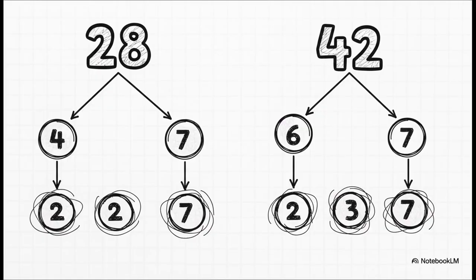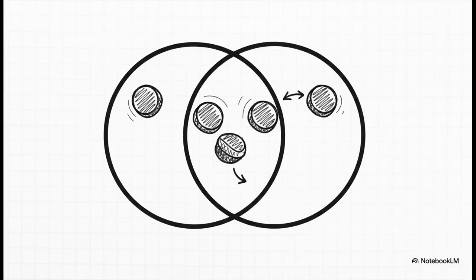Okay, let's try this with our trickier numbers, 28 and 42. So first we break them down. The prime factors of 28 are 2, 2, and a 7. And for 42, we've got a 2, a 3, and a 7. Now for the most important step, you want to see what they have in common. So they both have a 2 and they both have a 7. Those are the shared factors. We only need to count that shared 2 and that shared 7 one time to satisfy both numbers.